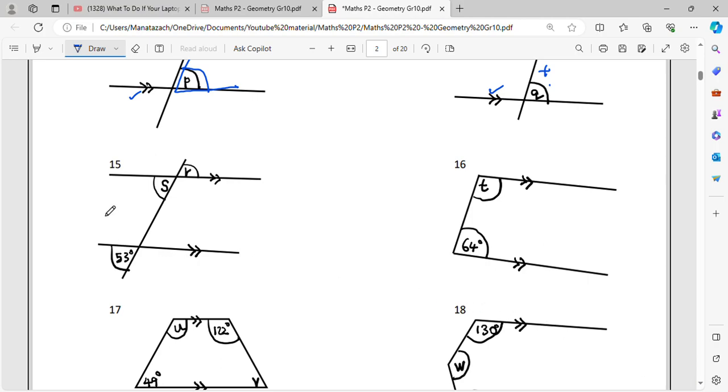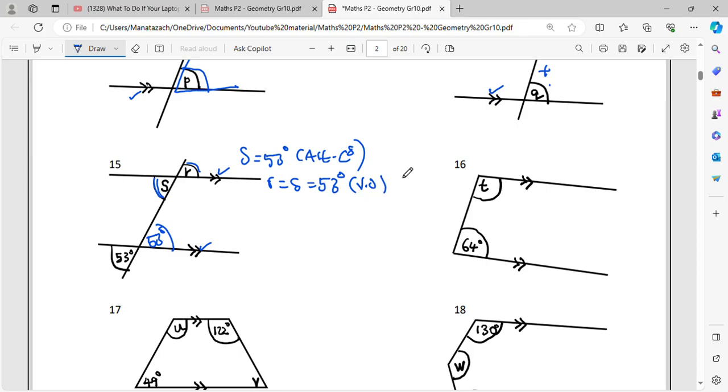Now let's come to question 15. Question 15, you can say this angle is also 53. The reason is vertically opposite angle, which is also forming a Z since we have two parallel lines. So we'll say S is 53 degrees, alternating angles, right? And then R is also equal to angle S. So R is also equal to angle X, which is equal to 53, vertically opposite. That's the reason. If you're asked to provide the reason, that's what you're going to say.